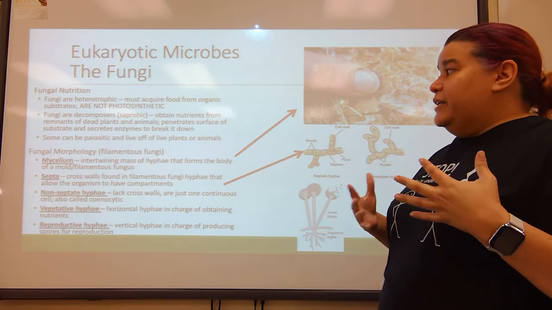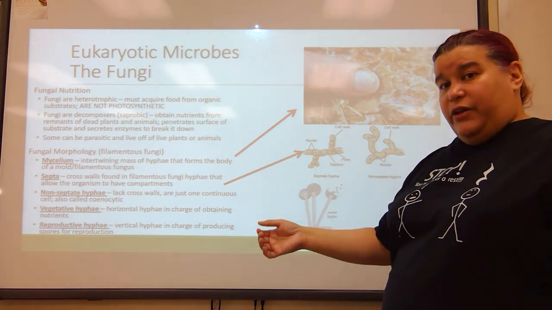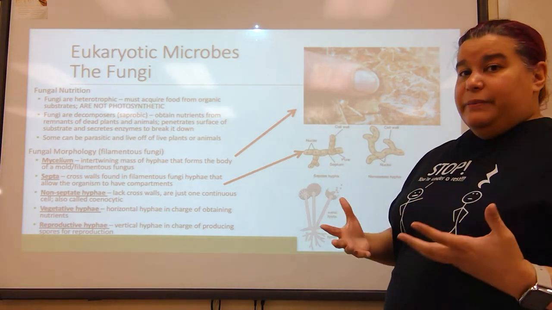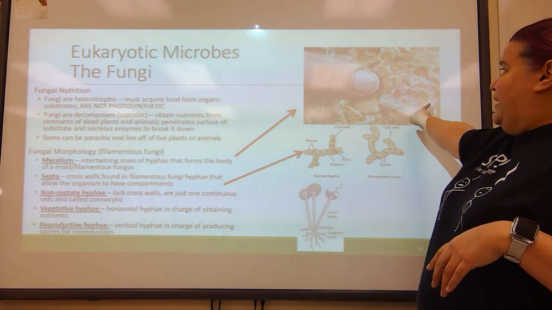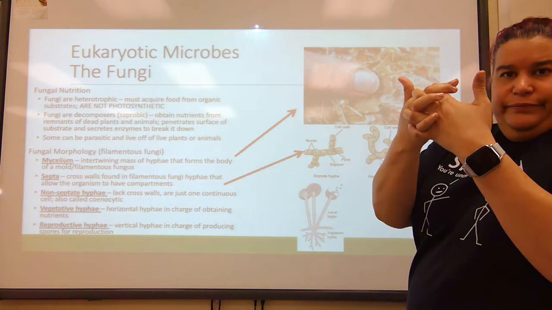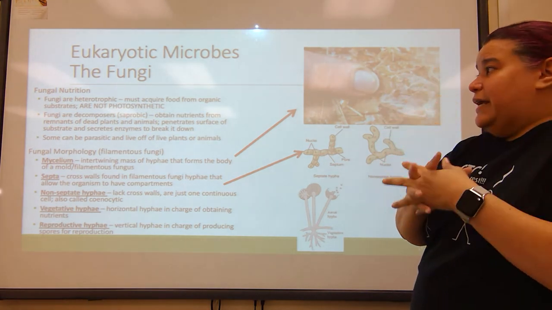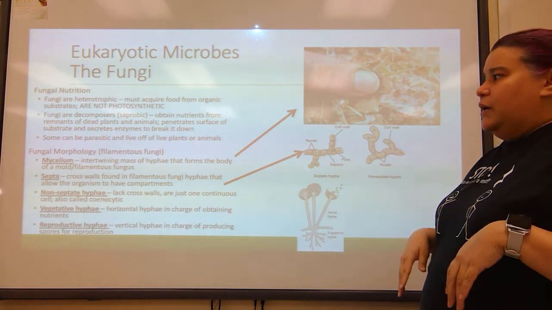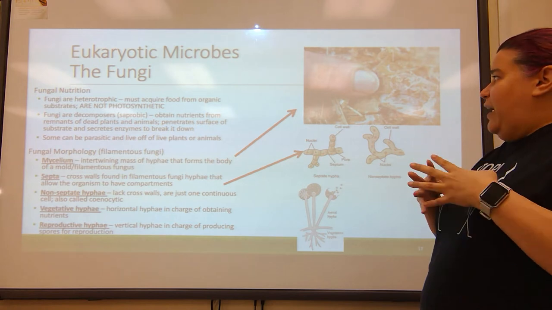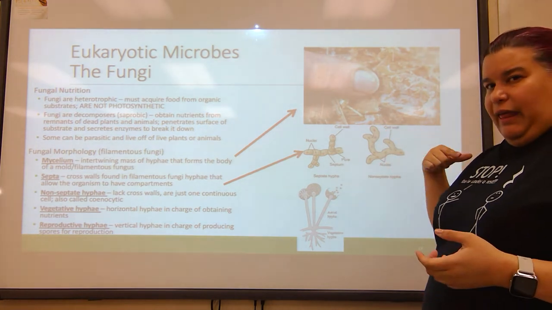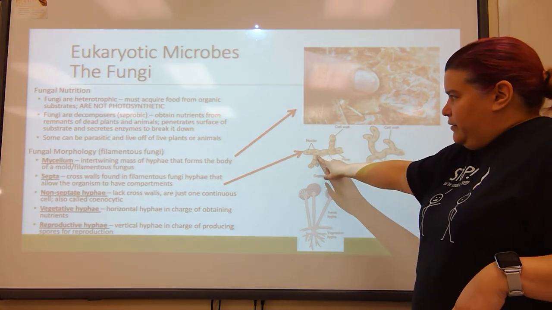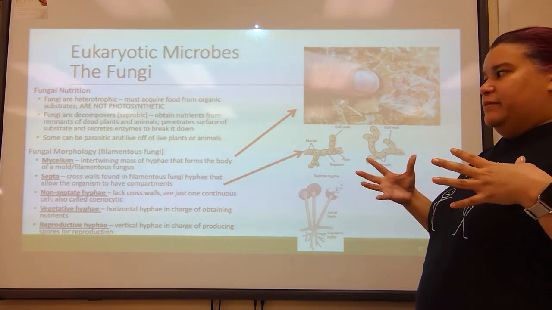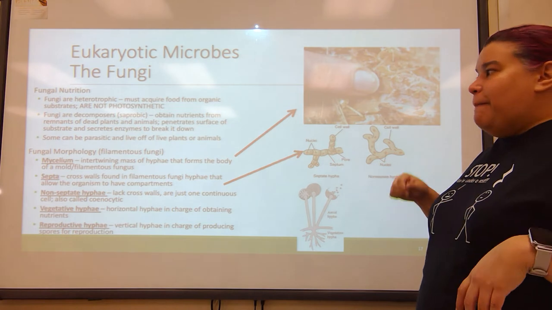Mycelium are an intertwining mass of hyphae. Remember, hyphae are the long pieces that form the body of a mold or a filamentous fungi. You can see that here where you've got all of those thread-looking things bundled together. It can have septa, which are basically cross walls, where instead of having continuous hyphae, like we saw in the last slide, you've got these cross walls that separate them into compartments.